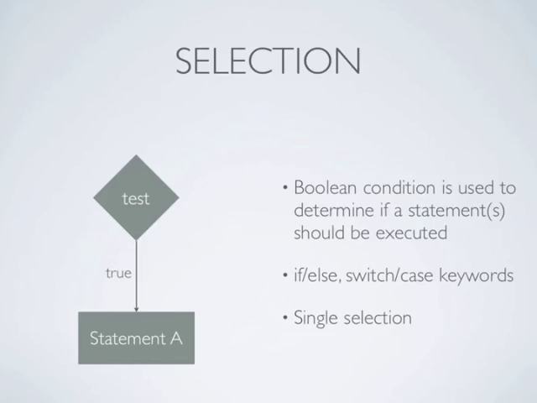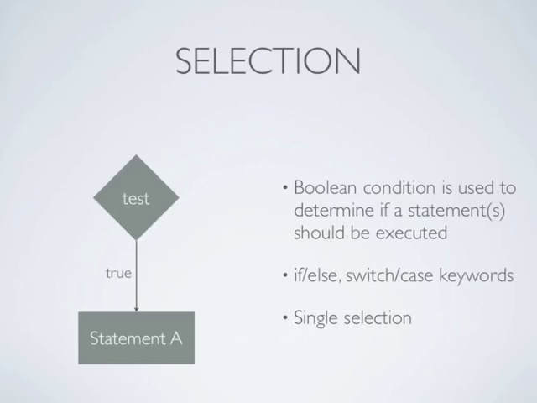So in a selection structure we always have some Boolean condition that's used to determine if a statement or group of statements should be executed or not. There are a couple of different types of selection structures, a pretty good variety of them available in JavaScript. We'll talk about if statements, if-else statements, switch case statements, quite a few different ways that we'll be able to put together selection structures. Like I said, selection structures do come in a variety of different flavors, you might say.